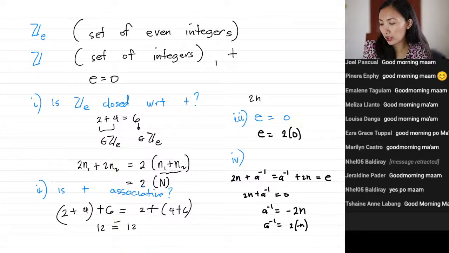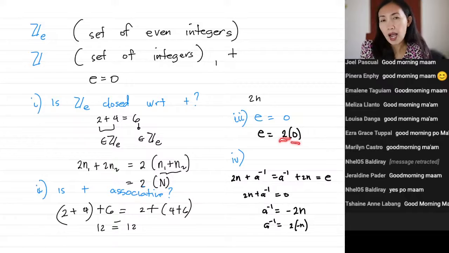Okay, how about associativity? So here is a check. Okay, associativity is satisfied. Identity element is 0. Is 0 an even integer? Yes, because I could express 0 as 2 times 0. So it still follows the form 2n.